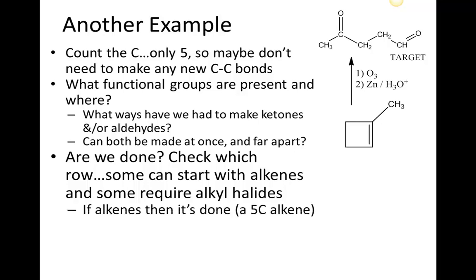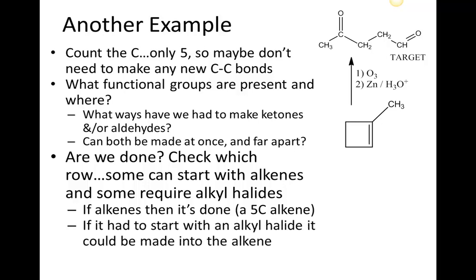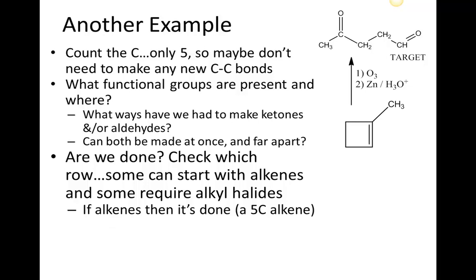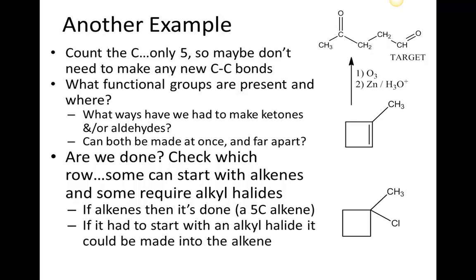Alright, so if your row said alkenes, then you're done. If you had to start with an alkyl halide, then you could have done that as well. You could say start with this alkyl halide, and you could do a dehydrohalogenation on that. So whichever kind of problem you had, if this had to be your starting material, you would start with this. If this was allowed, you could start there, but you see it's not a problem either way.